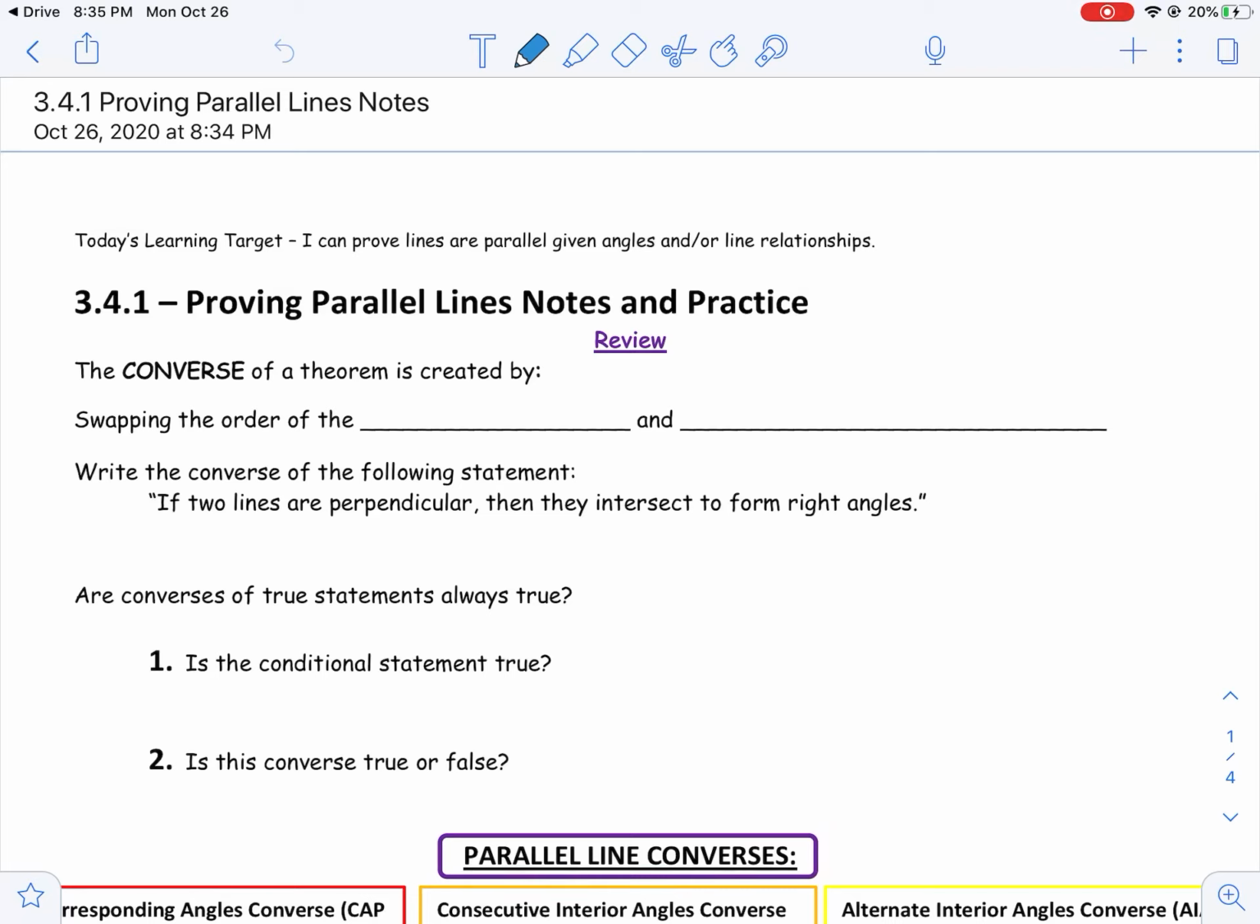We are going to jump right in. Basically, we are proving again, but we are focusing on parallel lines and not our angle relations, okay? But we'll see how they're somewhat connected here in a moment, okay?